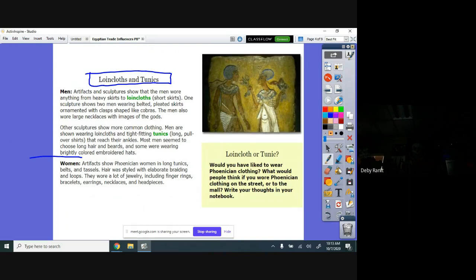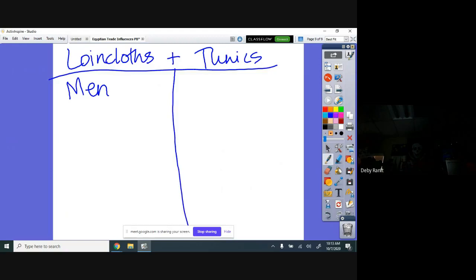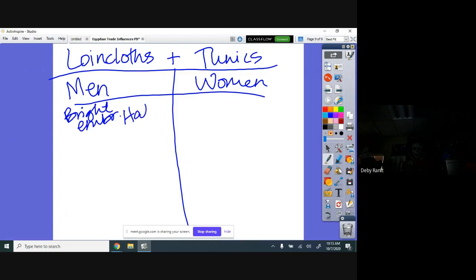Who had hats? Men had hats? Ooh, brightly embroidered hats. Okay, I think I'm going to go like this. Men. Women. So we had bright embroidered hats. Okay, what else? Donnie? Heavy skirts. Who had that? Men? Yes. Okay. What else?